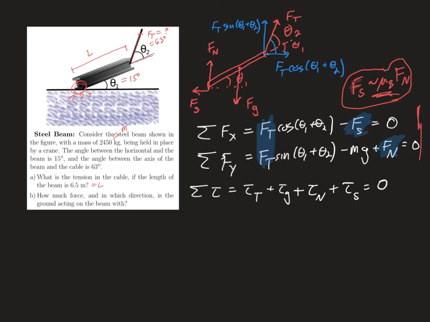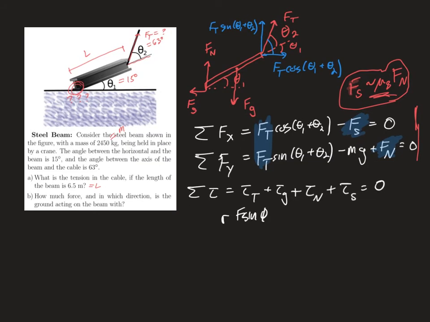Remember that each torque is rF sine phi. So we're going to put that in for each one of those torques. But we can immediately say that the torque due to the normal force and the torque due to the static friction force are going to be 0. So these guys are both going to be 0.